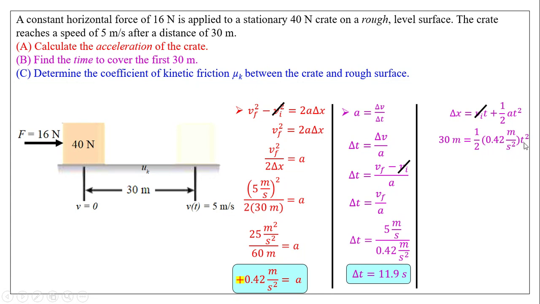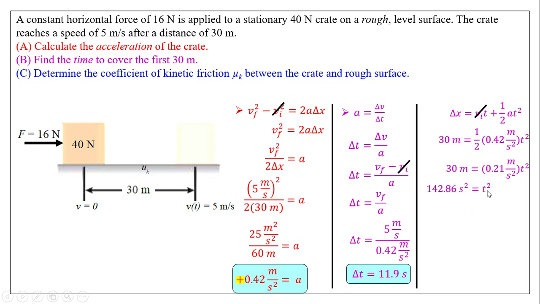And then here's t squared. So the only variable that's unknown here is your t squared. I'm just going to clean up a little bit. 1/2 times 0.42 is 0.21, so 0.21 t squared. To get t squared, divide both sides by 0.21. So if you take 30 and divide it by 0.21, you should get a value of about 142.86.